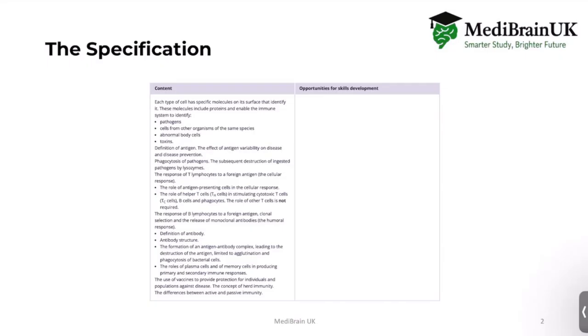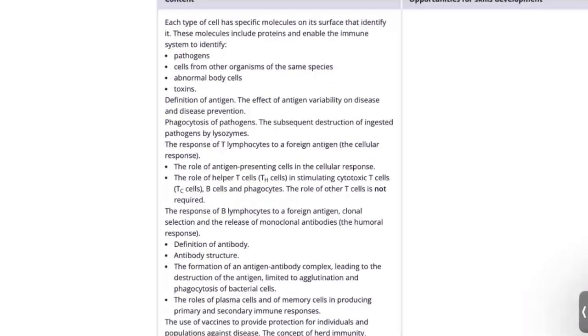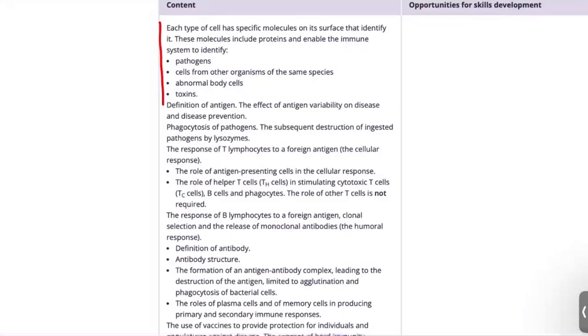If we have a look at the specification just quickly before we start. This is a very broad area of the specification, and we've already had a few lessons on immunity. We've looked at the definition for antigen. Remember, an antigen is a foreign protein which stimulates an immune response. That's your 2 marks that you're looking for. We've looked at phagocytosis, the cell-mediated response, and the humoral response.